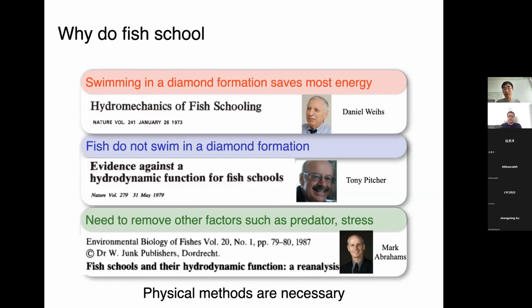Mark Abrahams, who is also a biologist, saw this kind of debate between these 2 guys. And he reanalyzed this and thought, well, if you really want to study energy saving in fish schools, you probably need to get rid of a lot of other factors such as predator stress. If fish face a predator, fish will first react to the predator, which means avoiding the predator instead of saving energy, right? And if you put a social fish to swim alone, then the fish will cost more energy because of stress. To study this, the best way is probably using a physical method.